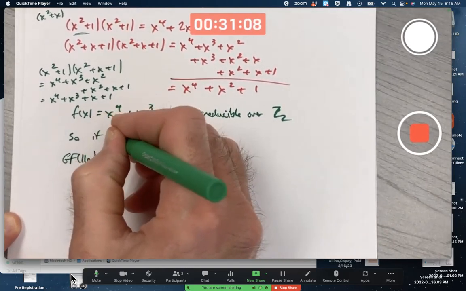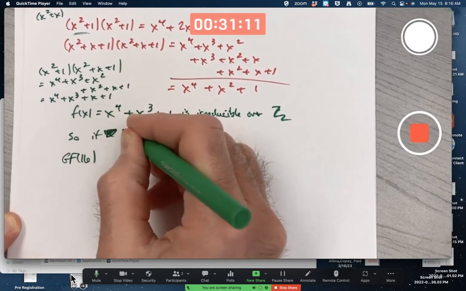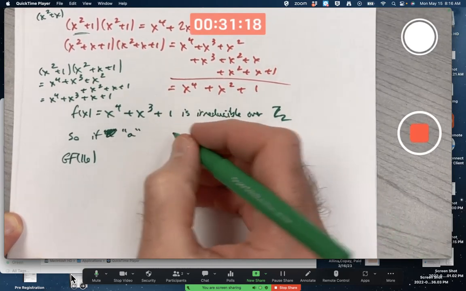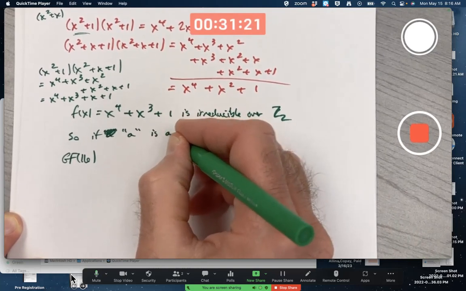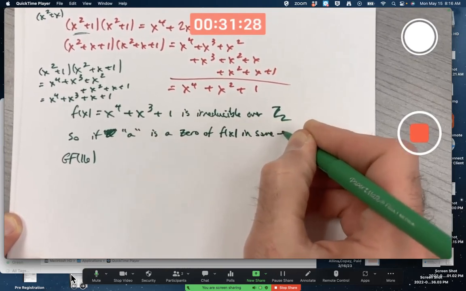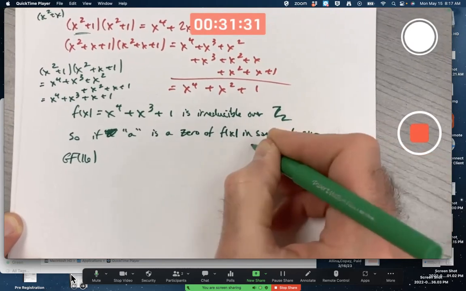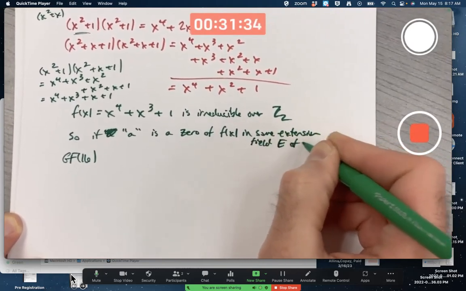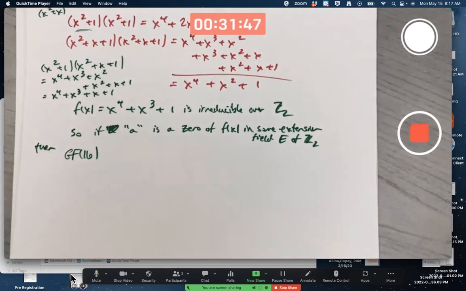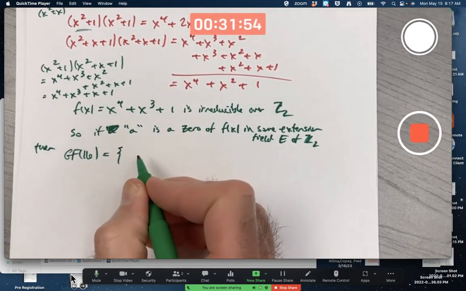we just write if A, where A is not the word A, right? Not the indefinite article, but an element. If A is a 0 of f of x in some extension field E of Z2, and we know f of x will have a root in some extension field because of Kronecker's theorem, then we can represent GF16 in a similar way as the book's example.